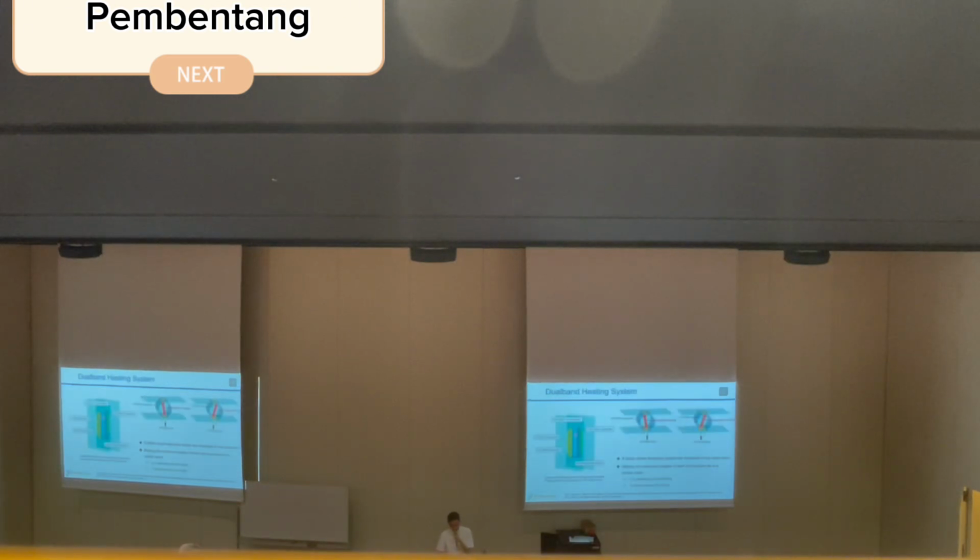So if we put two pairs of resonators for two frequencies, we can make a dual band heating system. Today I'm going to explain the 915 MHz and 2.45 GHz combination.